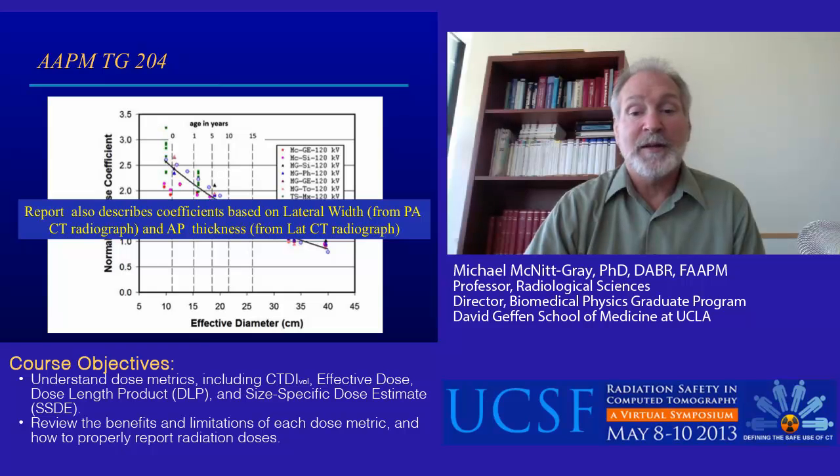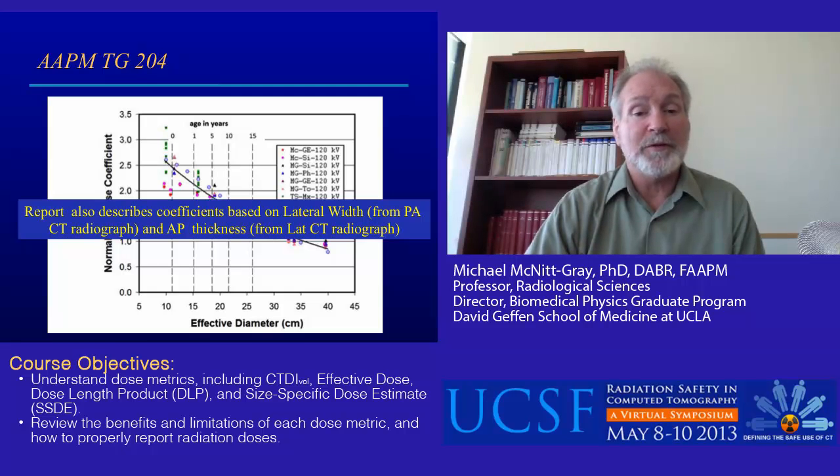So you can see that, for example, if it's a 32 centimeter effective diameter patient or a 35 centimeter effective diameter patient, the normalized dose coefficient is 1. That means you would just use the CTDIvol reported by the scanner using the 32 centimeter phantom. If it's a much smaller patient, let's say a 15 centimeter effective diameter patient, then you would have to multiply that CTDIvol value by a coefficient of approximately 2 to get the best estimate of the size-specific dose estimate. So this is taking into account the effects of size when reporting the dose for the patient.